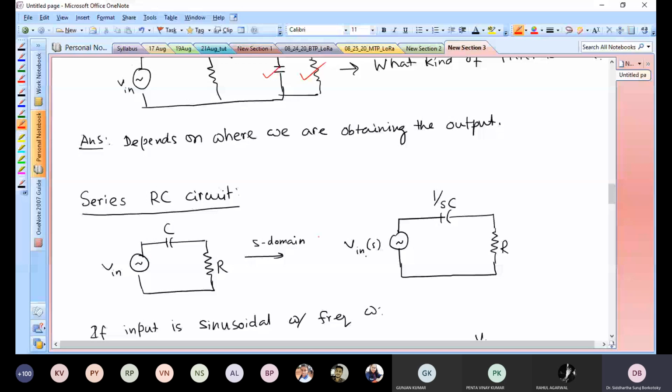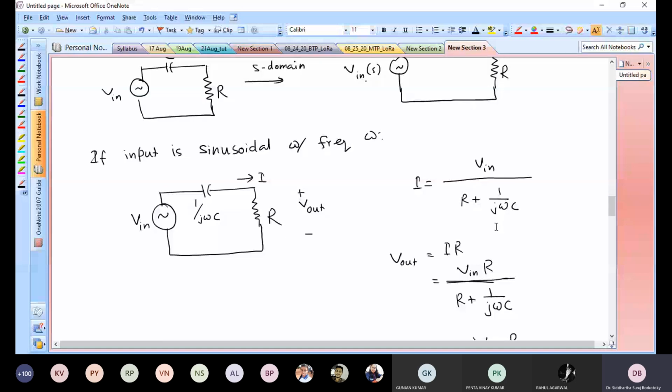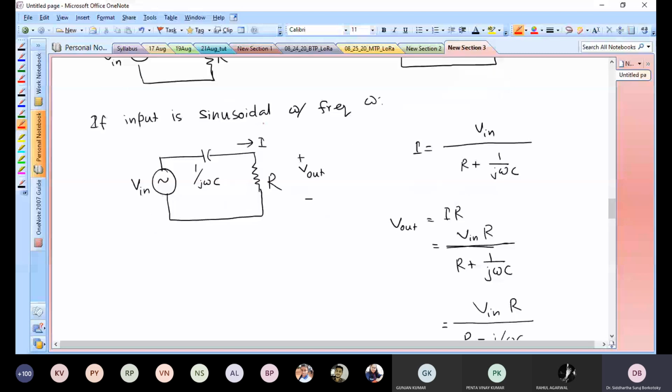Okay. Now if you take the Laplace domain, I'm not going to go into these details because we don't need them, I'm just giving it for your information. You have an input signal, and the impedance of the capacitor in the Laplace domain is 1 by SC, and the resistance remains R, nothing changes. What we're really interested in is sinusoidal inputs with frequency omega. So this is what we're really interested in.